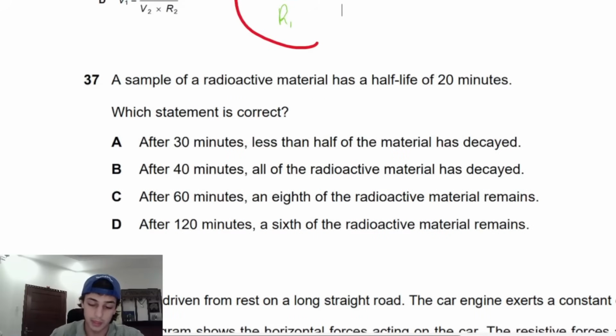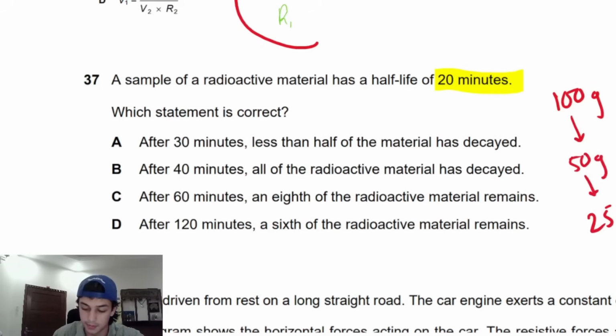Moving on, a sample of radioactive material has a half-life of 20 minutes. Half-life is the time that it takes for something to decay to half its amount. So over here, if for example we have 100 grams of something, after 20 minutes this radioactive material will become 50. After another 20 minutes it's going to become 25. So the question is, which statement is correct?